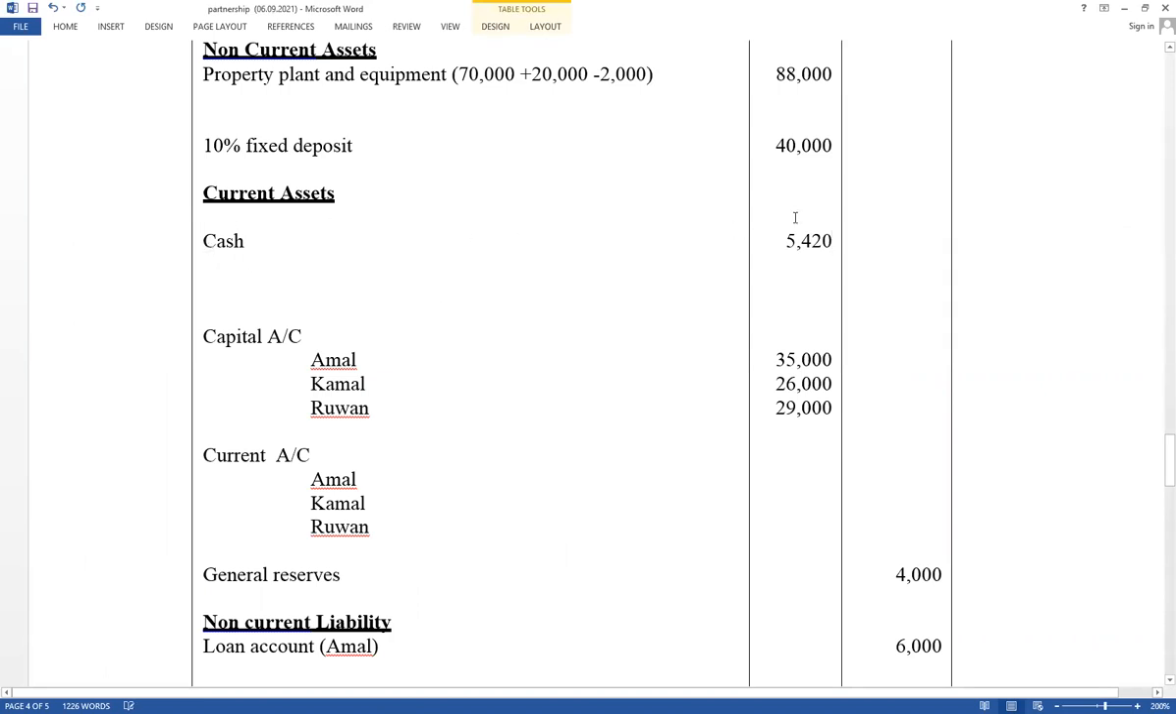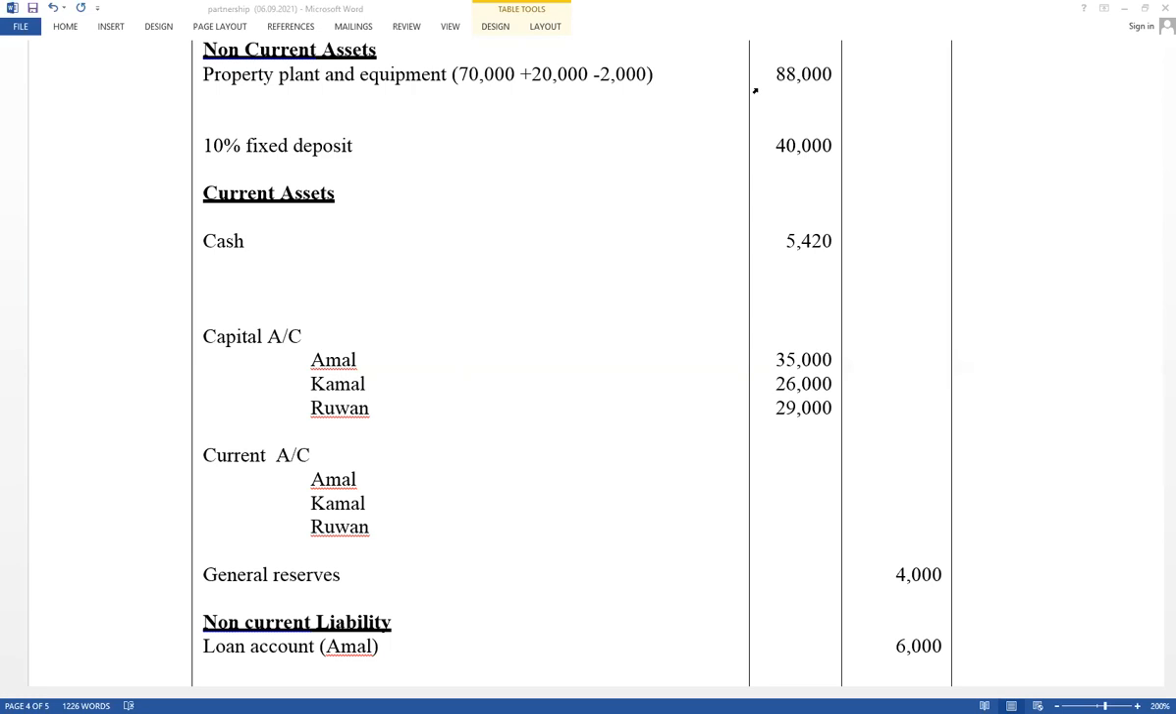Inventory is not available in this example. Trade receivable is not available, because this is not a trading business. If it is a trading business, inventory and trade receivable are available. But in a service business, inventory and trade receivable are not available.